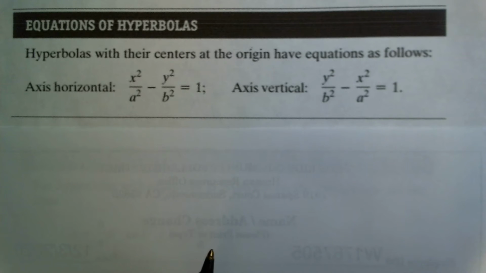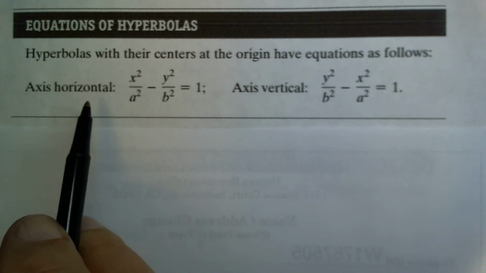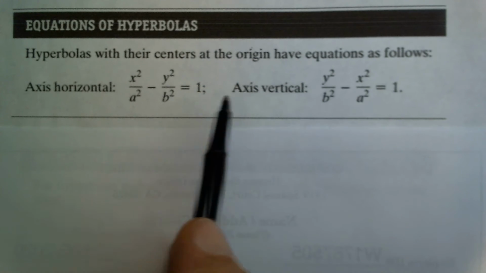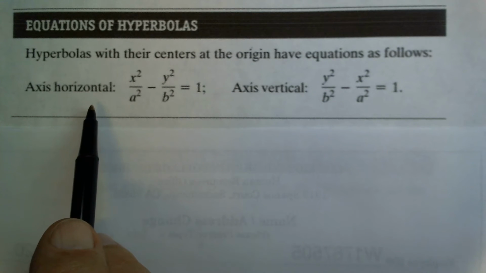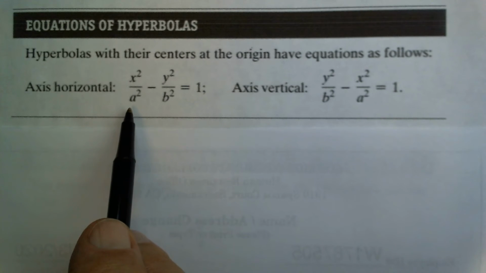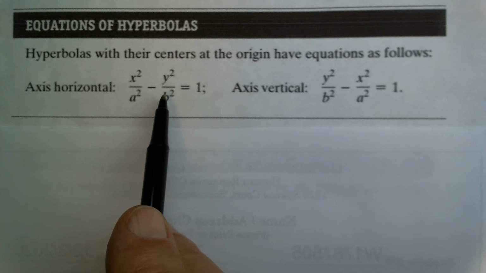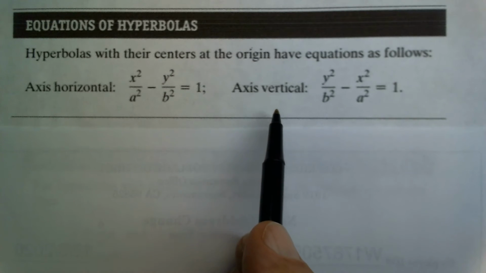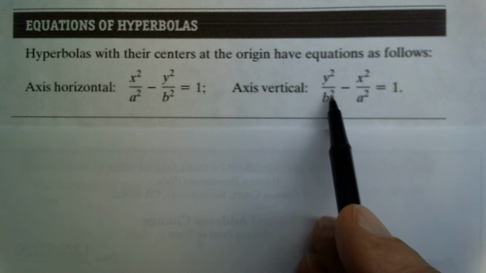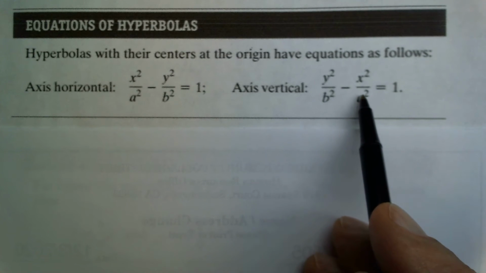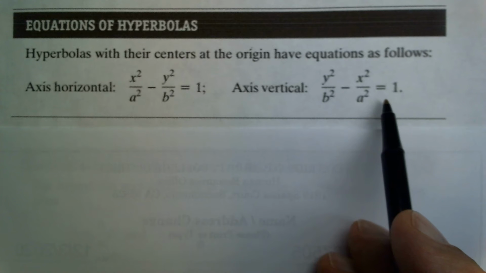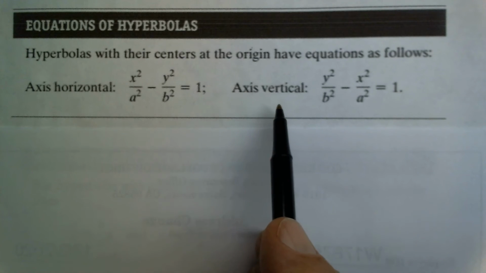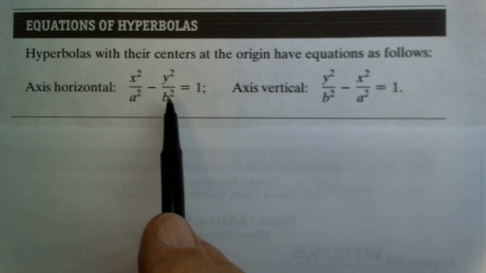So here are the equations of hyperbolas. And so hyperbolas with their centers at the origin have equations as follows. When the axis is horizontal, then x squared divided by a squared minus y squared divided by b squared equals 1. And when the axis is vertical, then it's y squared divided by b squared minus x squared divided by a squared equals 1. So notice that for the horizontal axis versus the vertical axis, these terms are interchanged.